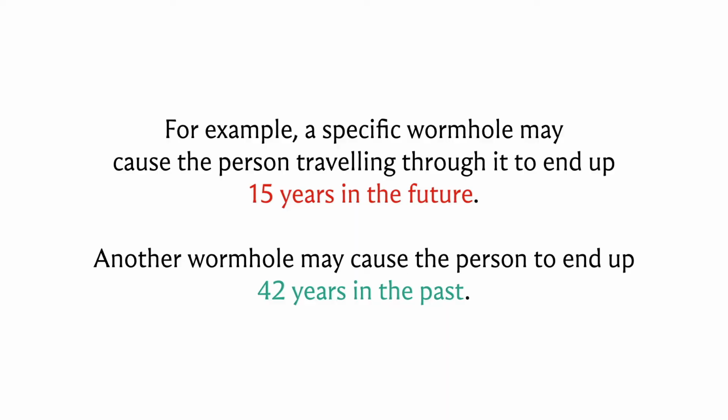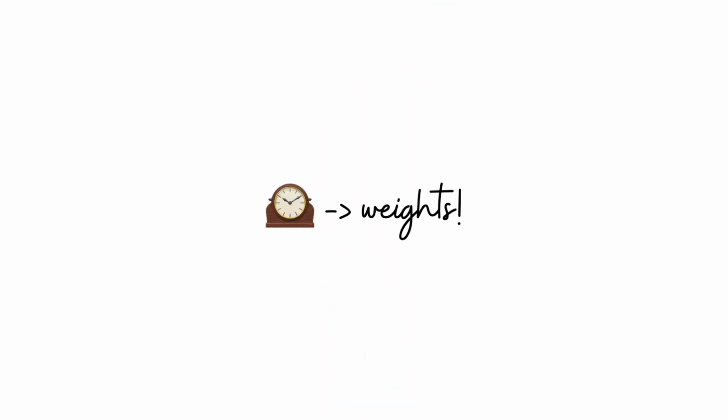So here are a couple of examples to illustrate what the previous property might mean. A specific wormhole may cause the person traveling through it to end up 15 years in the future, and another wormhole may cause the person to end up 42 years in the past. Okay, so this could happen, and perhaps this is our first indication of some sort of edge weight concept. Maybe the weights have to somehow reflect these time differences.